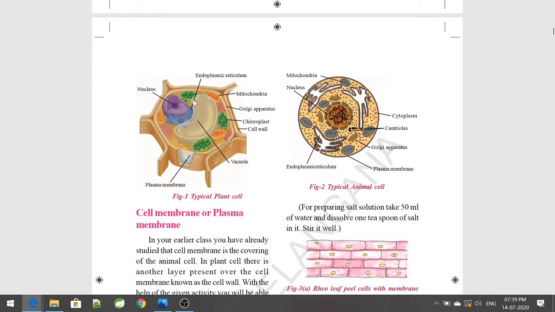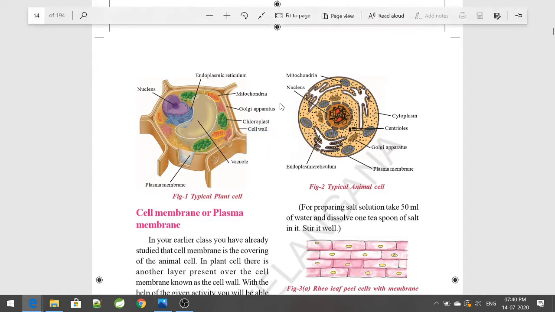Let's see. The difference between a plant cell and an animal cell is first the cell wall. Can you make it out here? Okay, this one, the cell wall. Whereas here we don't have a cell wall. Then chloroplast. In a plant cell we have chloroplast, but in an animal cell we don't. So let's see the plant cell first.